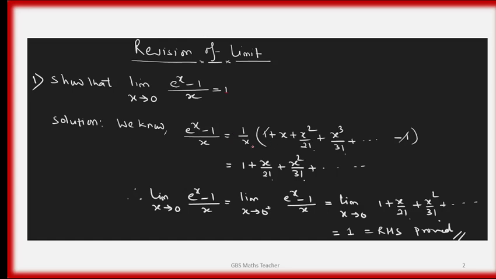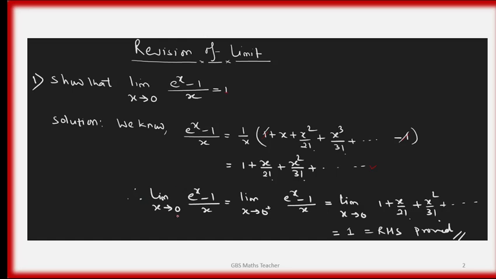And in binomial theorem, we have discussed the expansion of e to the power x. That's why e^x is 1 plus x plus x square by 2 factorial plus x cube by 3 factorial plus dot dot dot, and this minus 1 is here. This 1 and 1 cancel, then multiplied by 1 by x: x by x is 1, x square by 2 factorial divided by x is x by 2 factorial, x cube by 3 factorial divided by x is x square by 3 factorial, and so on.